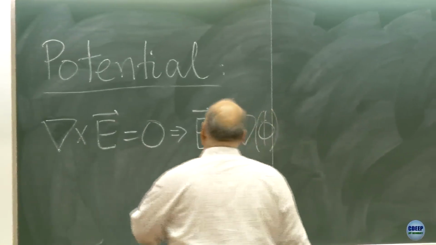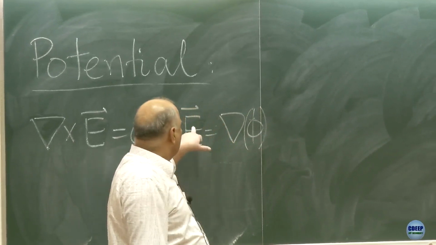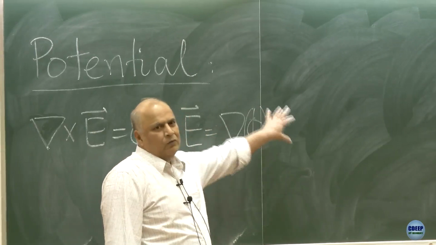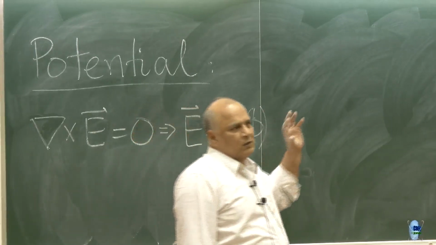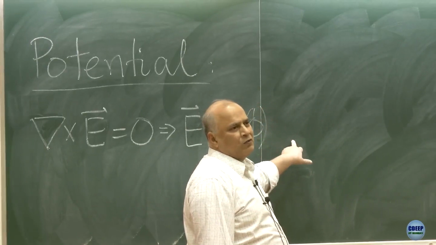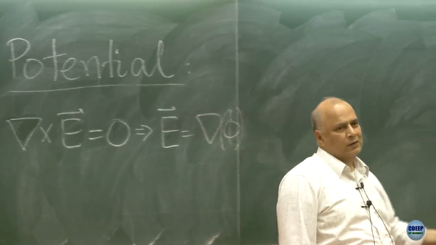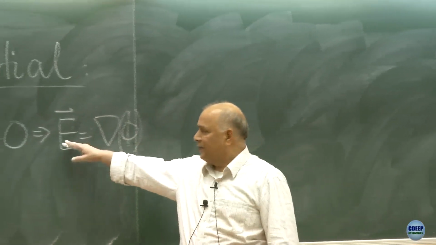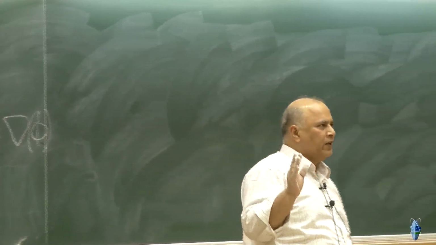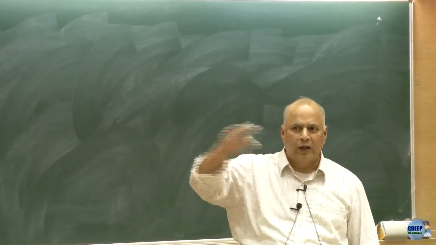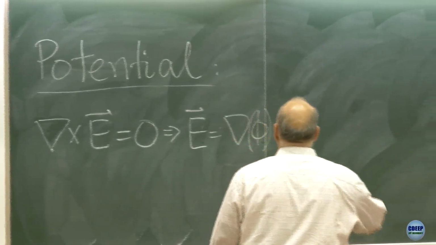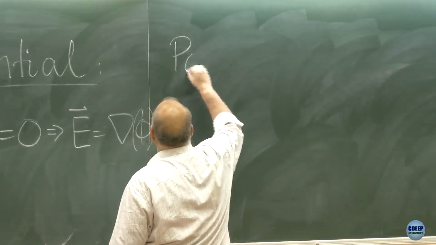By the way, here the electric field is the derivative of some function. Since there is a derivative involved, if I add a constant to this function, that constant doesn't enter into the derivative. Therefore, this we should remember, potentials are always defined only up to a constant. And in fact, the physical quantity we define is potential difference.